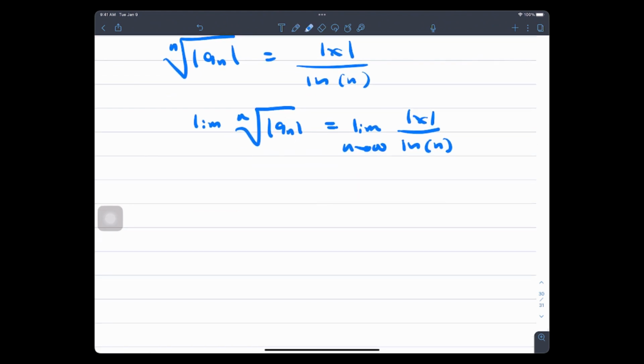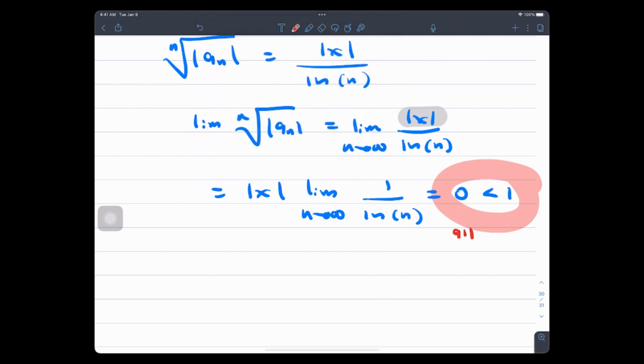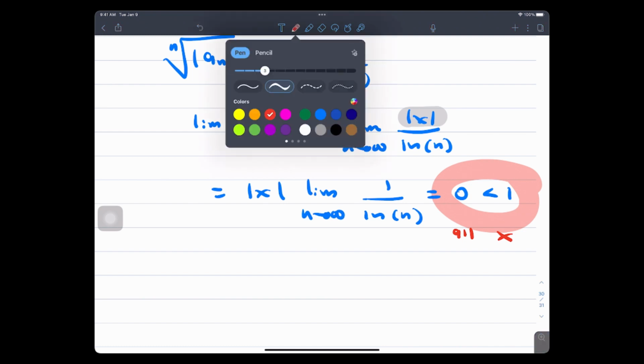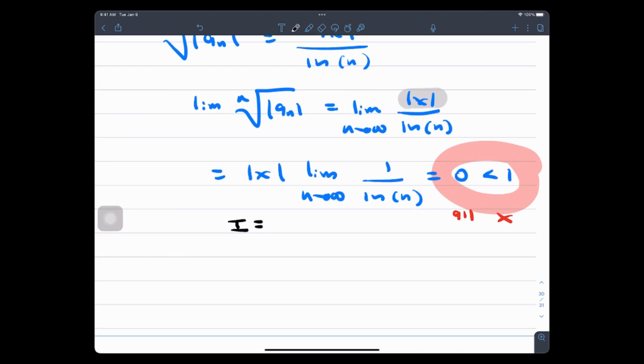So what do you guys do with this? Don't you pull it out? Absolute value of x, limit as n goes to infinity of 1 over the natural log of n. What do you guys know about this limit now? This equals 0, which is less than 1. That's what you care about. That happens for all x, right? So if it happens for all x, isn't that all real numbers? The interval of convergence is from negative infinity to infinity.